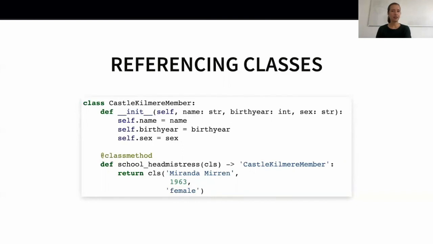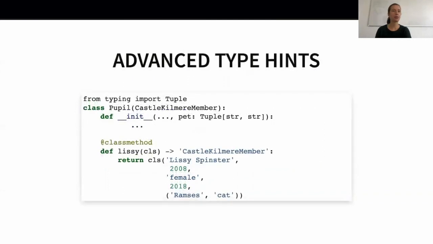Okay, so we have seen now how to specify the return value. Let's continue with a bit more complicated type annotations. The pet attribute of our pupil class is given by a tuple which contains the name of the pet and its type. Both these attributes are strings.